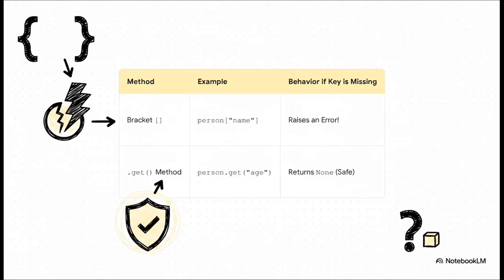Okay, pay attention here, because this is a big one. To get a value out, you can just use square brackets with the key. It's fast, it's direct, but, and this is a big but, what if that key isn't in there? Boom! Your whole program crashes with an error. That's exactly why the .get method is your best friend. If the key is missing, it doesn't crash, it just calmly returns None. So here's the takeaway. When you're not 100% sure a key exists, use .get. It'll save you a lot of headaches.